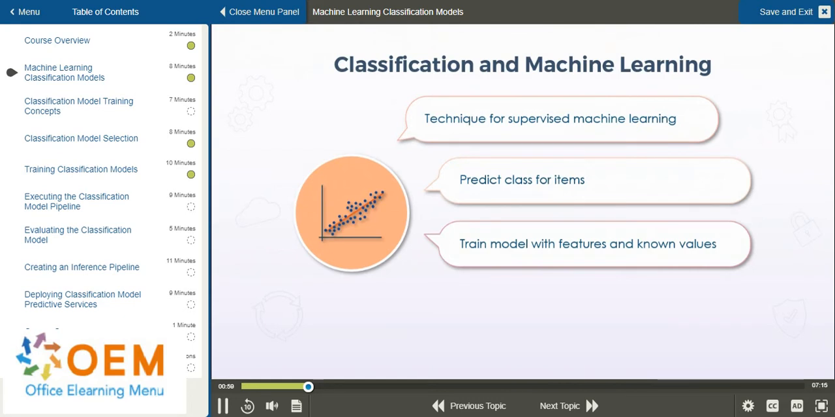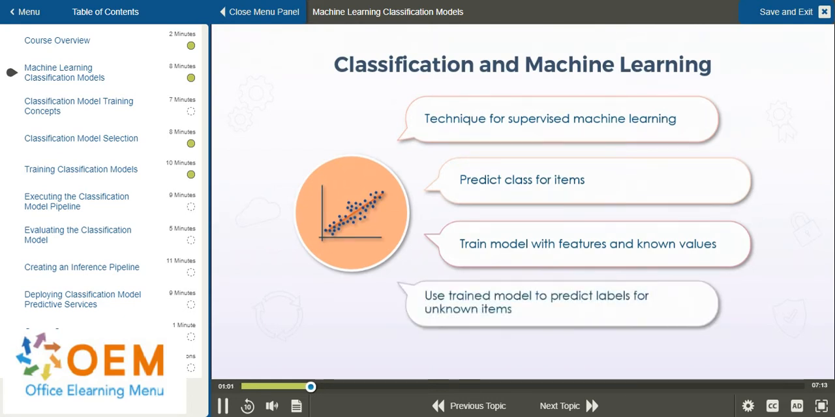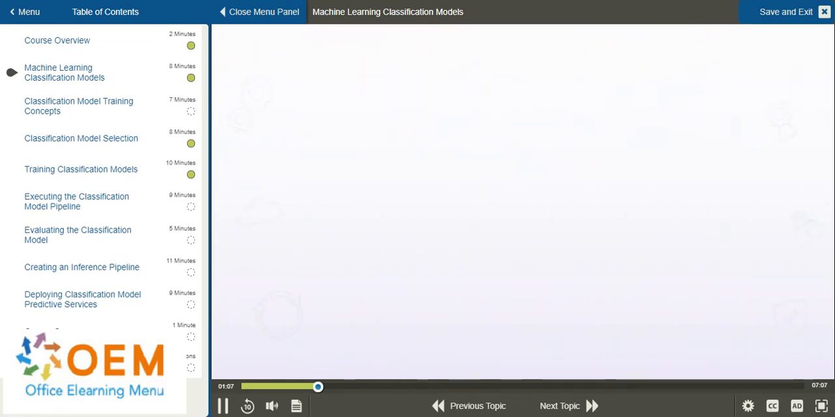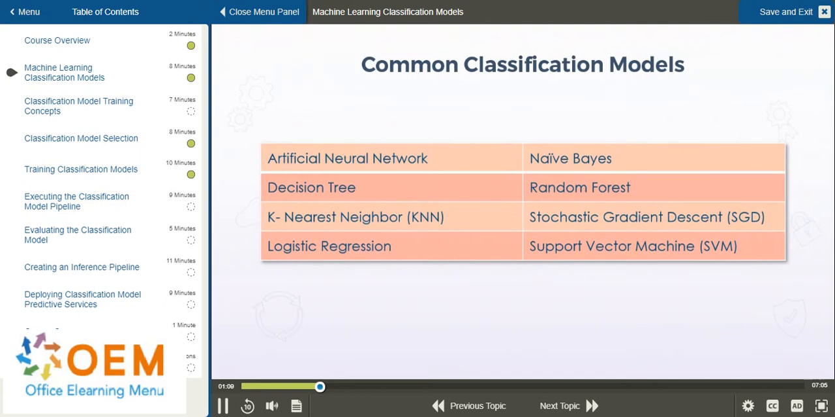Now, once a model is trained, then we can use a trained classification model to predict labels for datasets that don't have the answers in them. Now, there are lots of different kinds of algorithms available to you when you're implementing a classification model. Some common algorithms are artificial neural networks, naive Bayes, decision tree, random forest, k-nearest neighbor, stochastic gradient descent, logistic regression, and support vector machines. Let's dig into these a little bit.